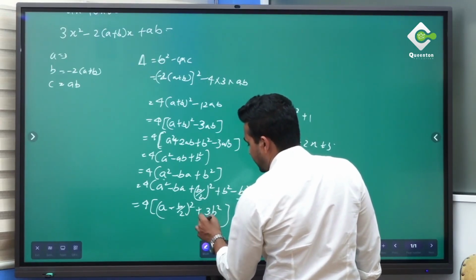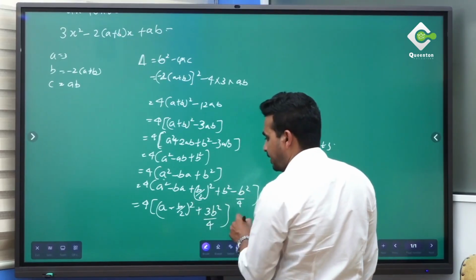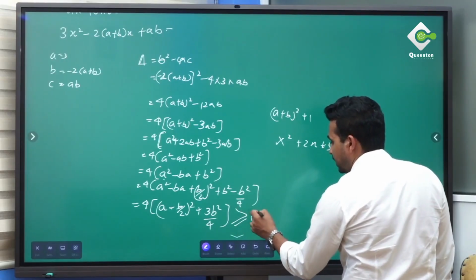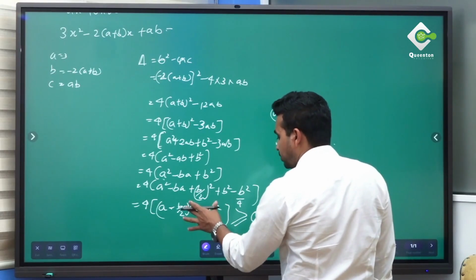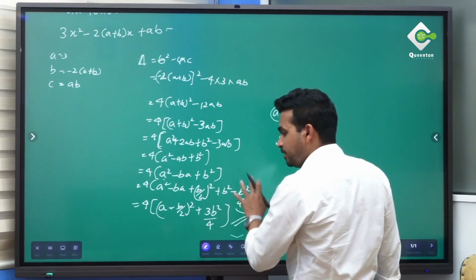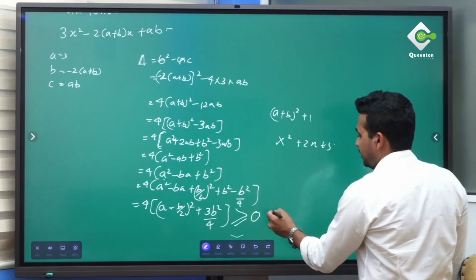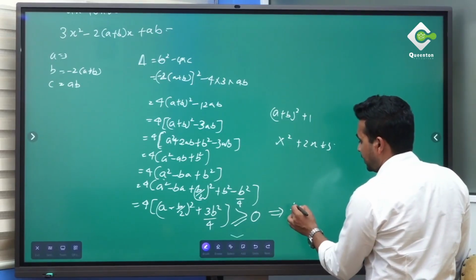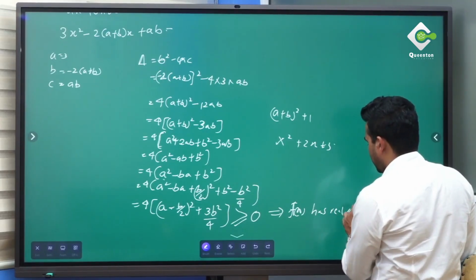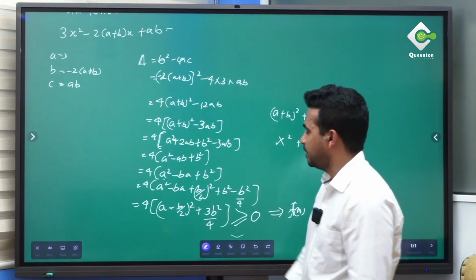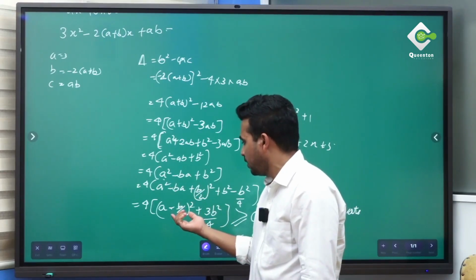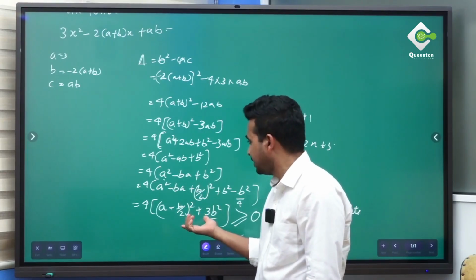3 by 4 is positive and we have the plus sign here. Then we are getting the addition of squares. Then it should be greater than or equal to 0, because even though a and b are unknowns, we still have the squares. Then this is either 0 or positive. Then we can say f(x) has real roots.